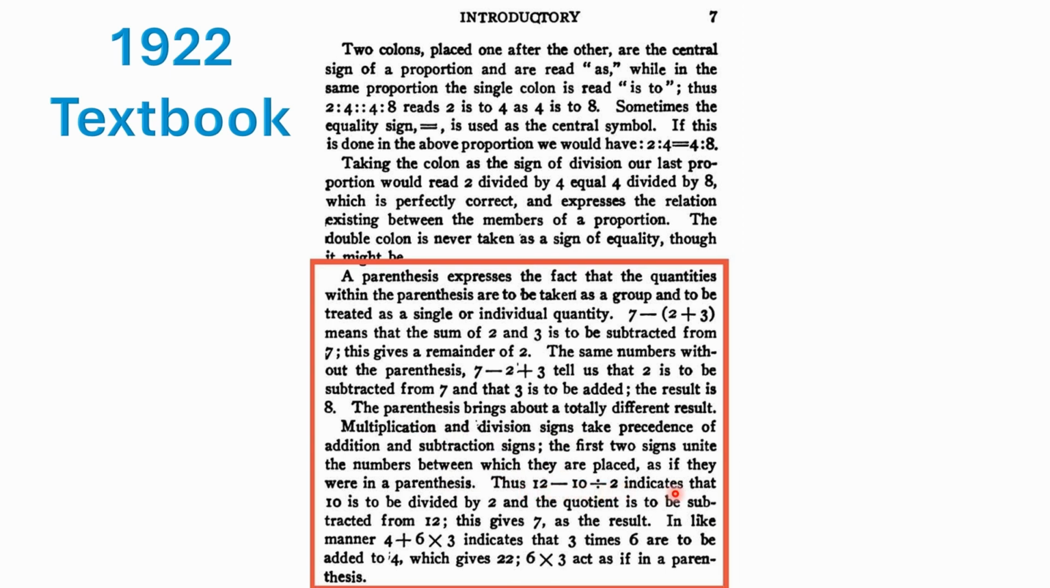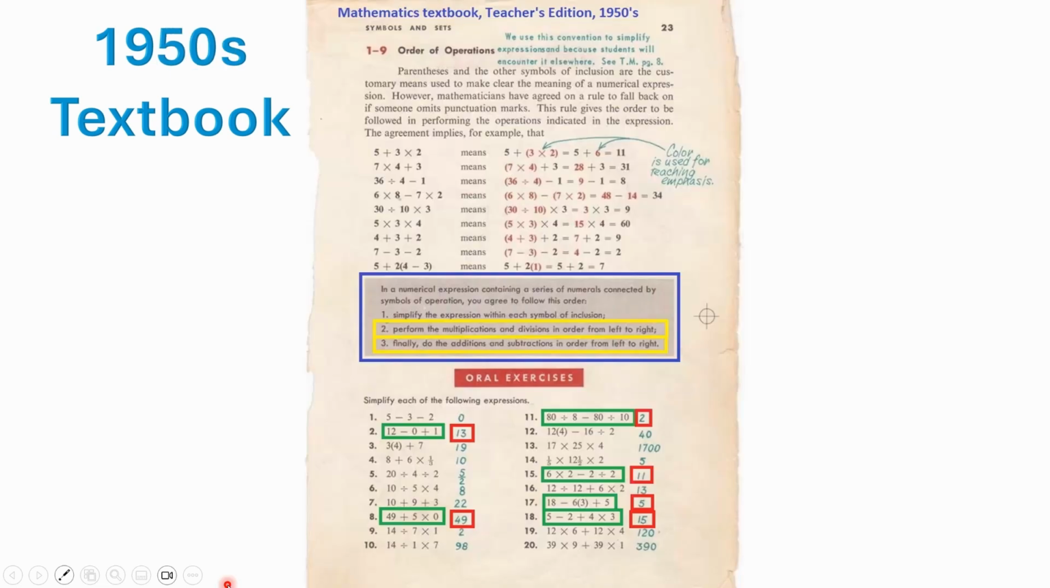So here an example is division. 12 minus 10 divided by 2 indicates that 10 is to be divided by 2, and the quotient is to be subtracted from 12, which gives 7 as a result. So notice, the division takes precedence over the subtraction, even though the division was last. Then they go on to say, in like manner, 4 plus 6 times 3 indicates that 3 times 6 are to be added to 4, which gives 22. 6 times 3 act as if in parentheses. So again, they're making this statement about as if in parentheses, which I think is what's confusing people. Too many people are interpreting that as meaning, oh, it doesn't have precedence unless it's in parentheses. And that's not what they're saying at all. They're already telling us that multiplication and division already has precedence. So I'm going to blame people's misinterpretation of what that means.